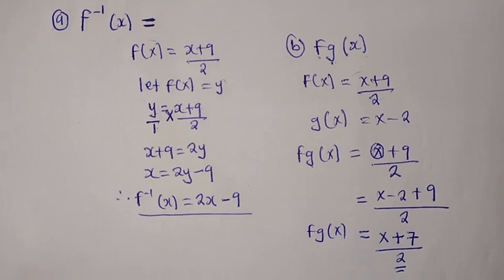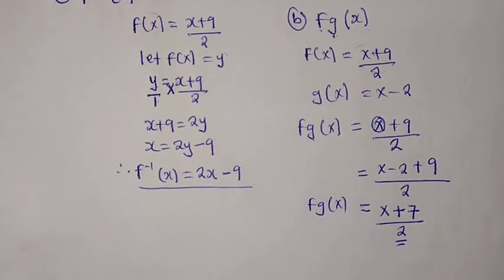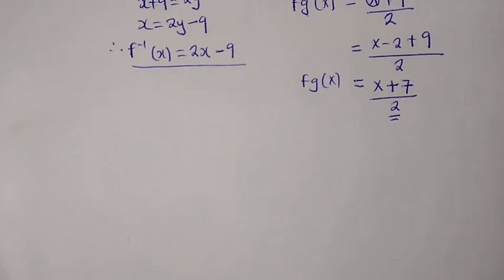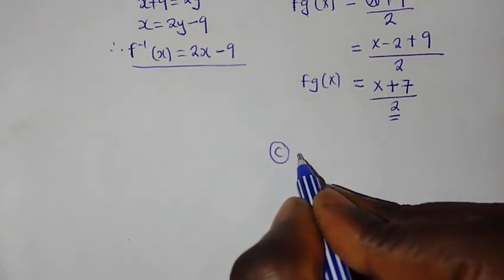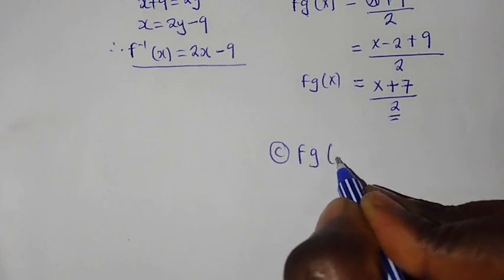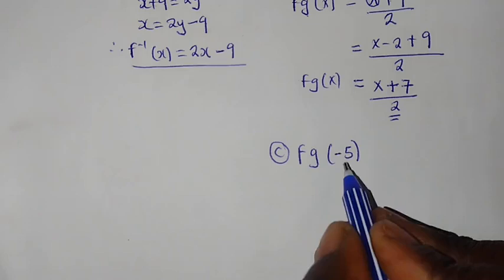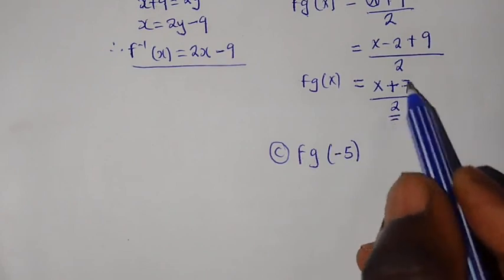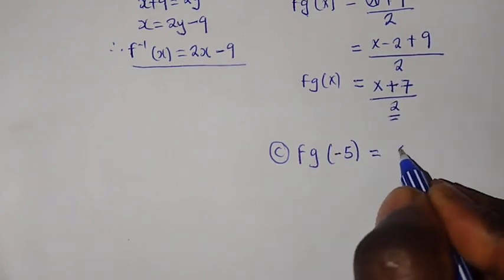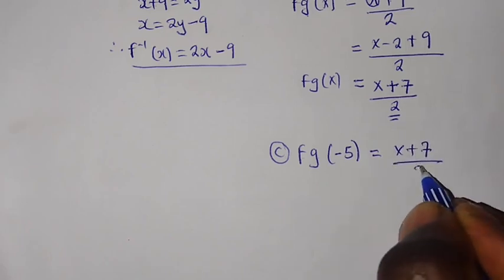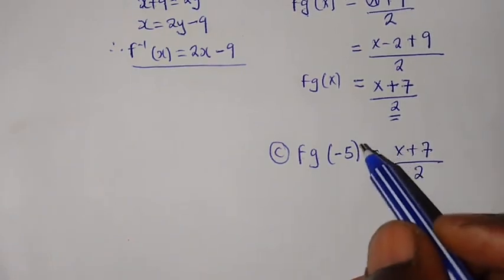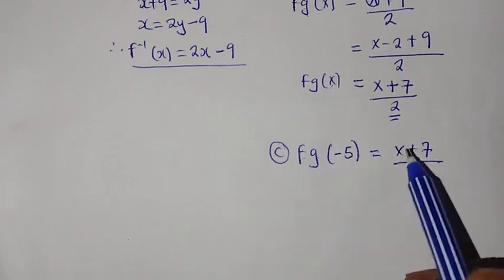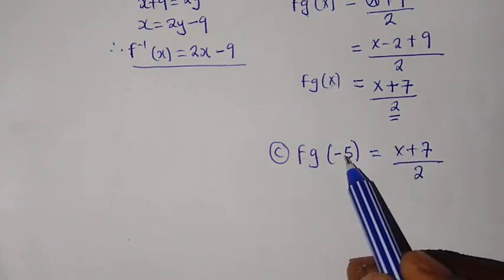We have found it, so we have answered question B. Let us now move on to our last question, question C. We need to find fg(-5). This one is easy because you have found the function fg(x), which is (x + 7)/2. Because we are saying fg of -5, where there was x, we are going to put -5.